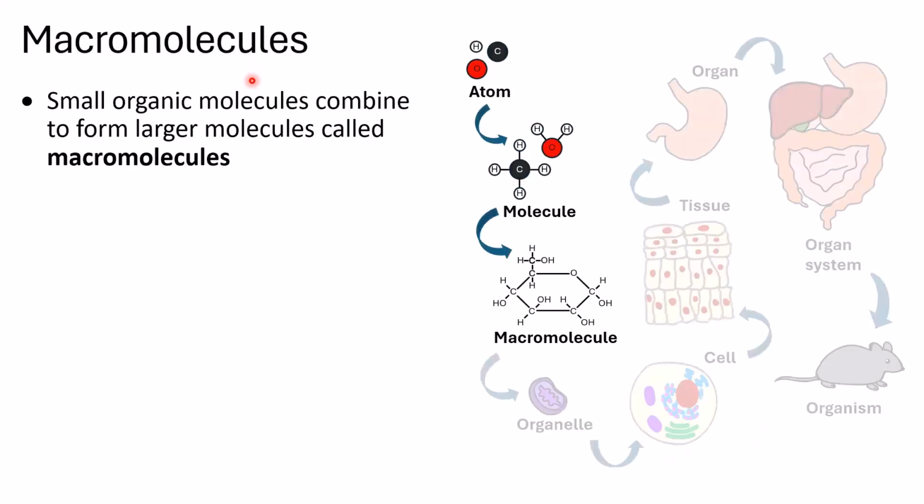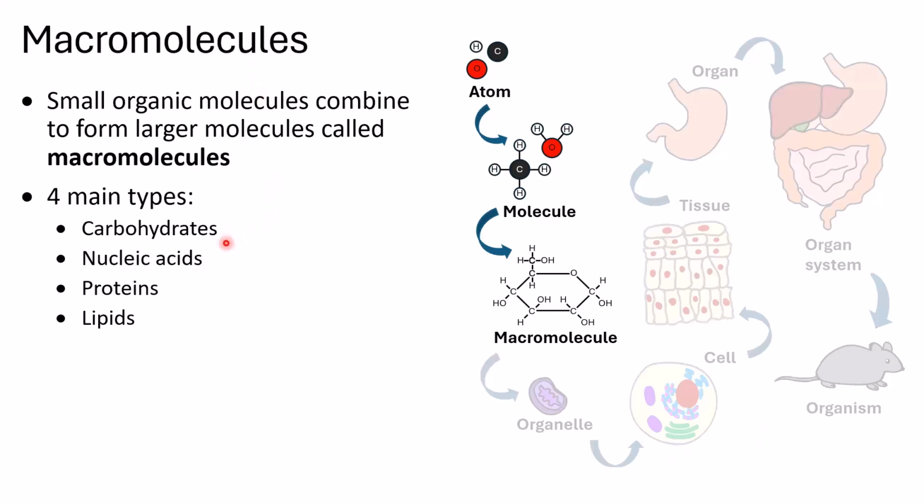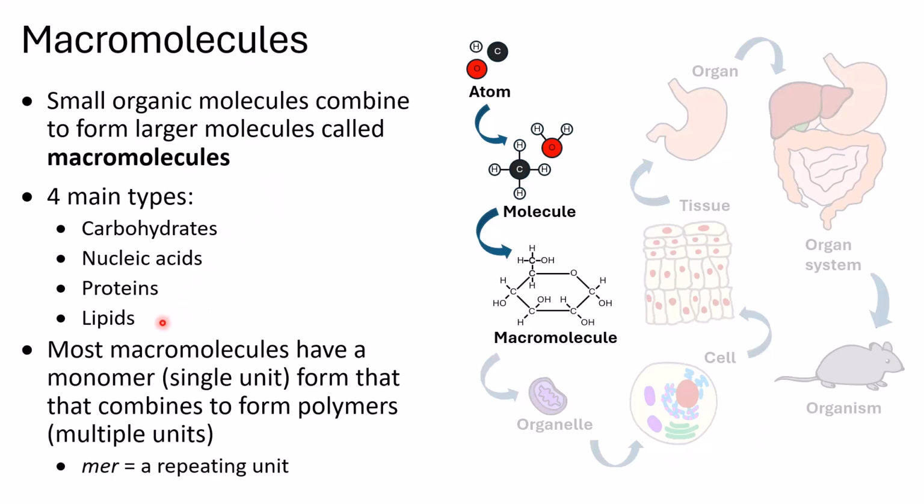All these different molecules and functional groups come together to form larger molecules called macromolecules, with macro literally meaning big. There are 4 main types of macromolecules: carbohydrates, nucleic acids, proteins, and lipids. Most of these macromolecules, with the exception of lipids, have a monomeric form that acts as a single unit, and these single units combine together to form a polymeric form. In this case, mono means one, poly means multiple, and mer means a repeating unit.